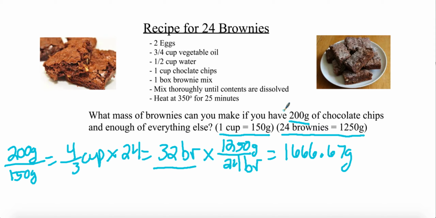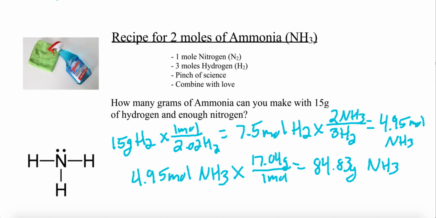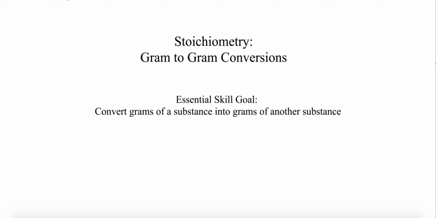But in the brownie example, we started with 200 grams of chocolate chips and we converted all the way to grams of brownies. This is essentially a full chain of stoichiometry, taking a given amount in grams of a substance and converting it into grams of another substance. So in stoichiometry, what we're going to focus on now is the full gram to gram conversion.